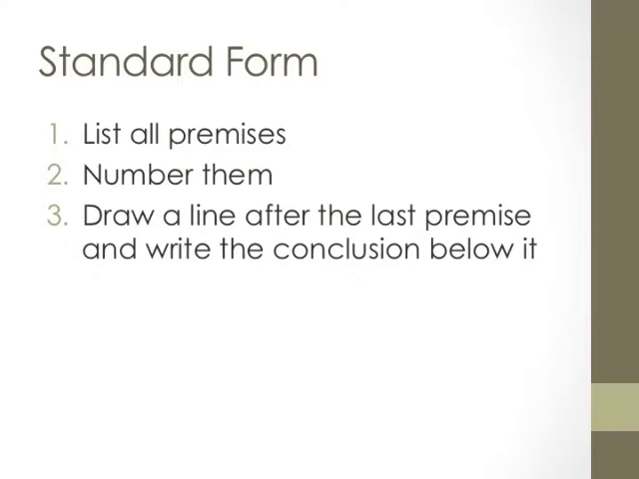To set an argument in standard form, you first list all premises, then you number them, and then you draw a line after the last premise, and then you write the conclusion below it, just to signal that what follows is a conclusion.